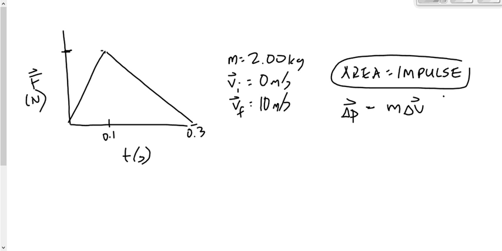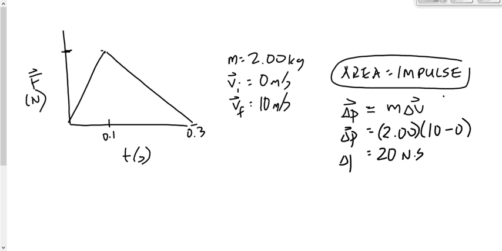Usually, we find the impulse by finding the area and then set it equal to m times delta V. This time, we can't find the area, but we do know mass and delta V. So we can find the impulse that way. 2.00 kilograms times 10 minus 0 gives me an impulse of 20 Newton seconds. That makes sense? I got an impulse of 20 Newton seconds.